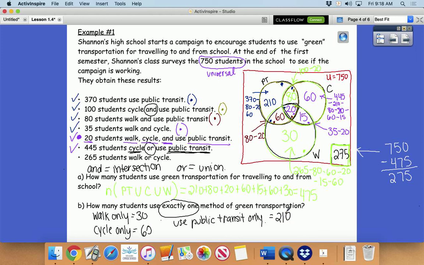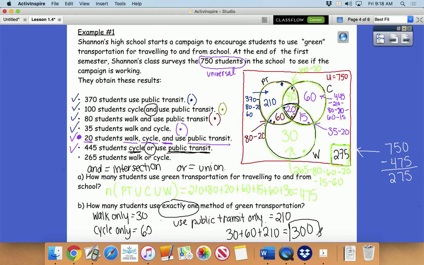So what we're going to do is add up all these numbers. 30 plus 60 plus 210. And the answer should be 300. So we should have 300 students that use only one of these methods when getting to school.